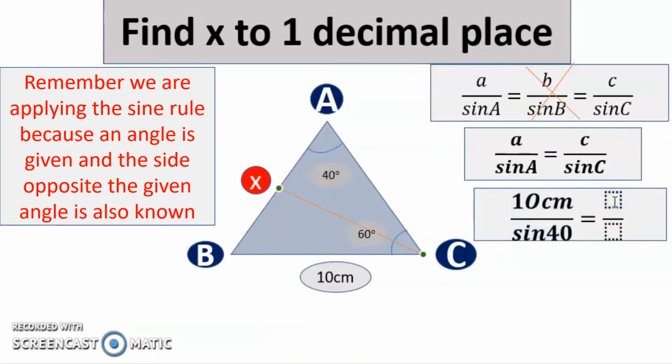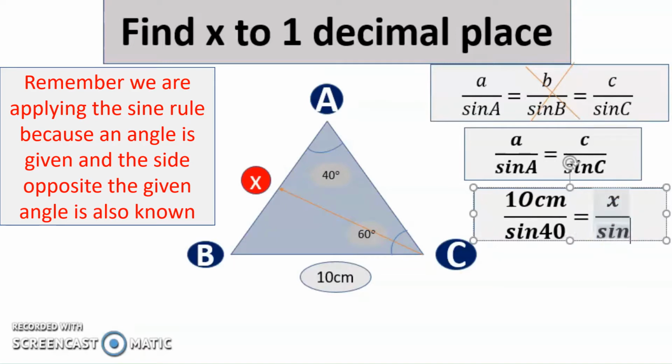Now, what is our small letter c? Wherever the given angle of C is facing is our small letter c. So, based on this diagram, our small letter c is x, while sine C will become sine 60 degrees, because the given angle for C is 60 degrees. Now, the next thing we are going to do here is to cross multiply to find the value of x.